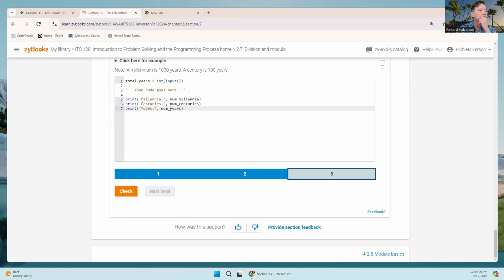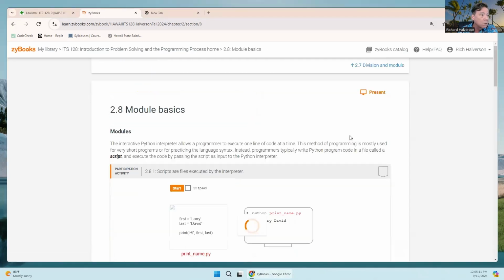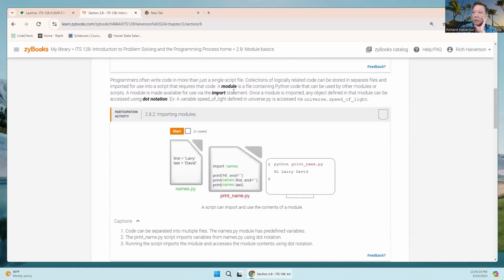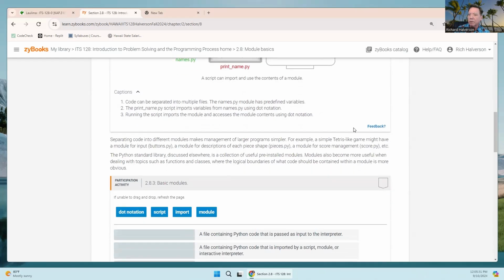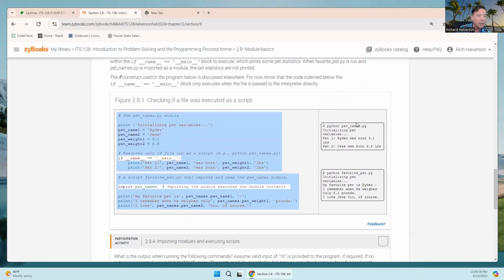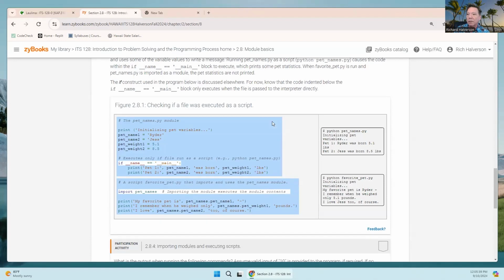So we did 2.7. The next section we talk about modules. Oh, these must be like math modules and so on. It's how to include some module of code into your program using an import statement. And so there's a bunch of different kinds of examples of this, but we're going to be using standard ones, namely the math module. Okay, so we're going to get to that.